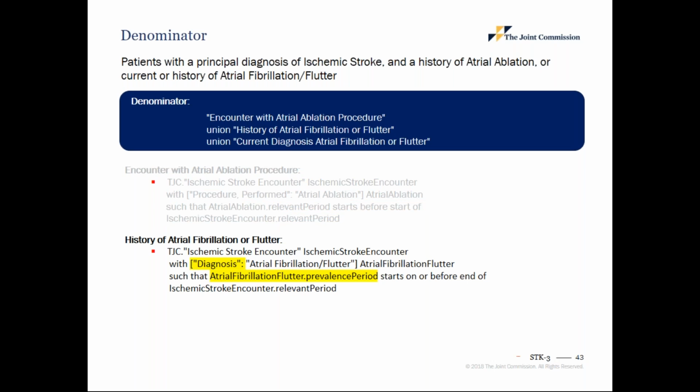This definition is looking for a history of atrial fibrillation or flutter. So this is using a diagnosis data type, which infers historical diagnosis. The prevalence period attribute is looking for the onset of atrial fibrillation flutter to start on or before the end of the encounter, which means the diagnosis can occur any time before the end of the ischemic stroke admission.